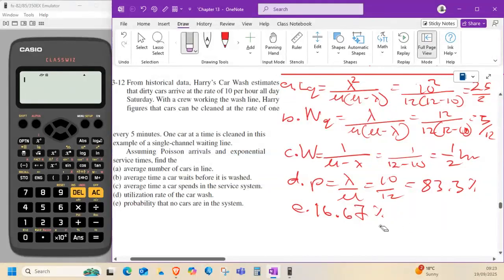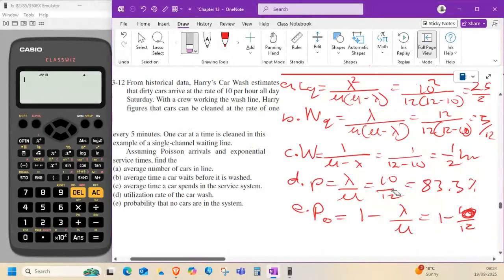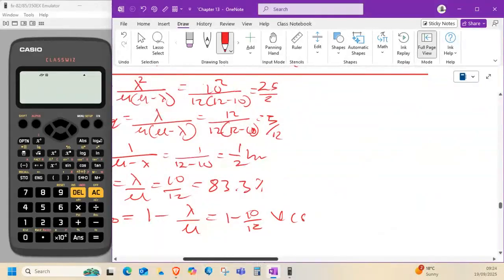To find E, we say probability that there won't be anything in the system, and the formula goes like this: 1 minus that fraction. I will leave it as 10/12. I know it's 5 over something, but 10/5 is fine also; 10/12 is fine. It will lead to the same answer. And then that answer you see multiply by 100. So times 100.